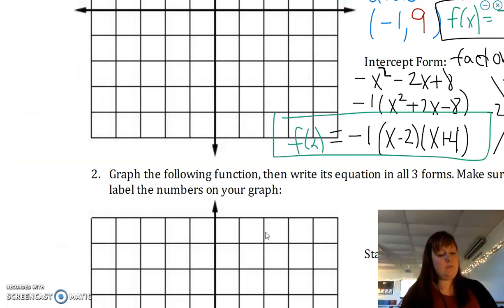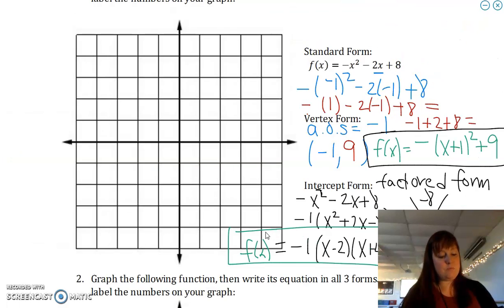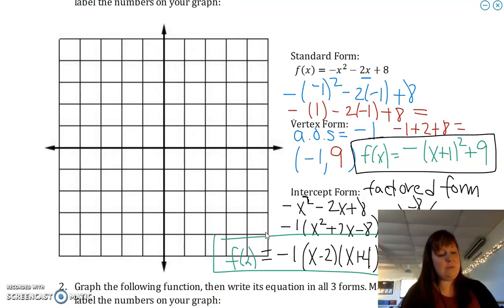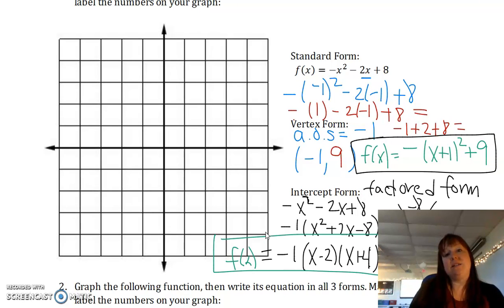So I come over here to graph it, and I know that my vertex is at negative 1, 9, because I can see that from my vertex form. I'm going to have to count by 2's here, and this is super important. You label your graph if you're going to count by 2's so that we know what everything is. All right, we're going to go to negative 1, positive 9. That's going to be right up here.